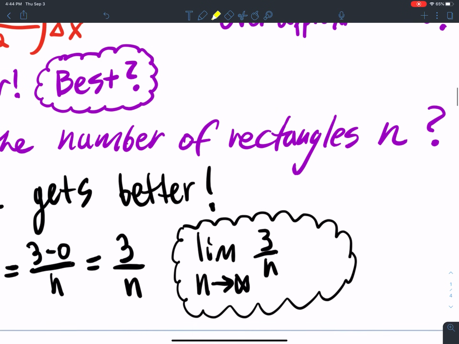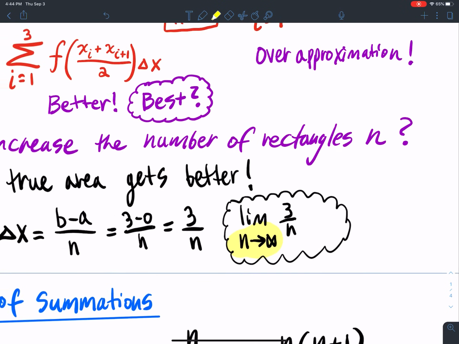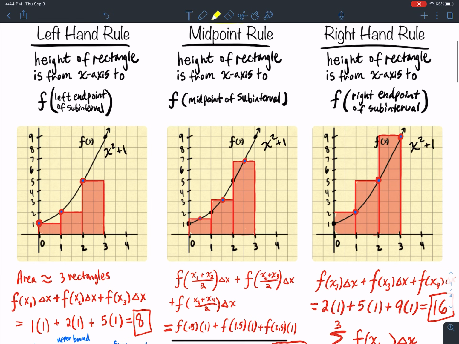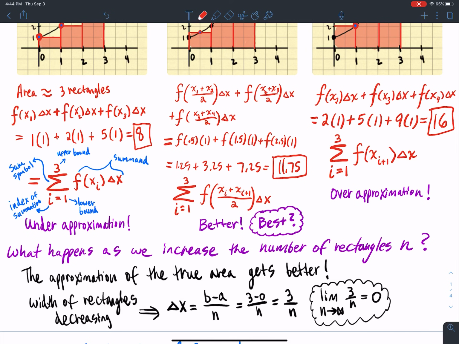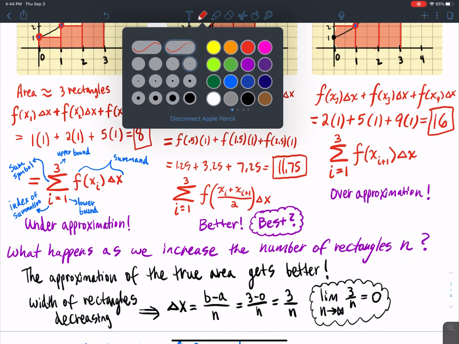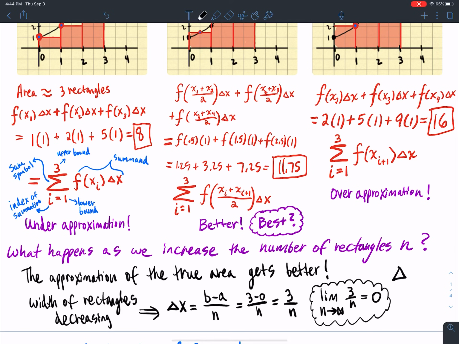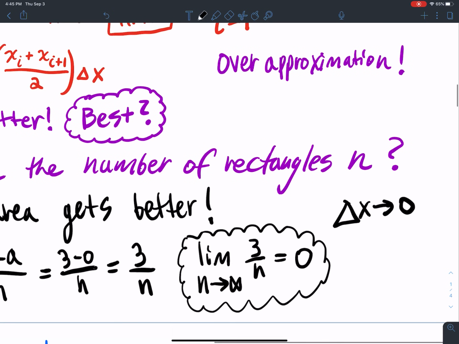If I take the limit as n goes to infinity, what am I doing? When I'm finding the area under the curve, I'm adding up infinitely many rectangles, right? That's the goal, okay? So as n goes to infinity, what are my widths doing? My delta x's are going to 0, okay? So very, very powerful statement right there. As we increase the number of rectangles, the width of each of those rectangles is limiting to 0. Pretty cool.